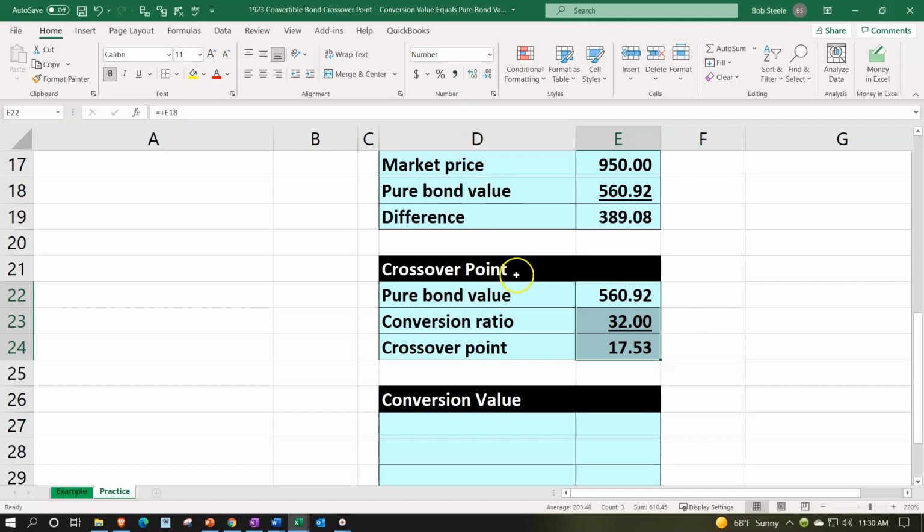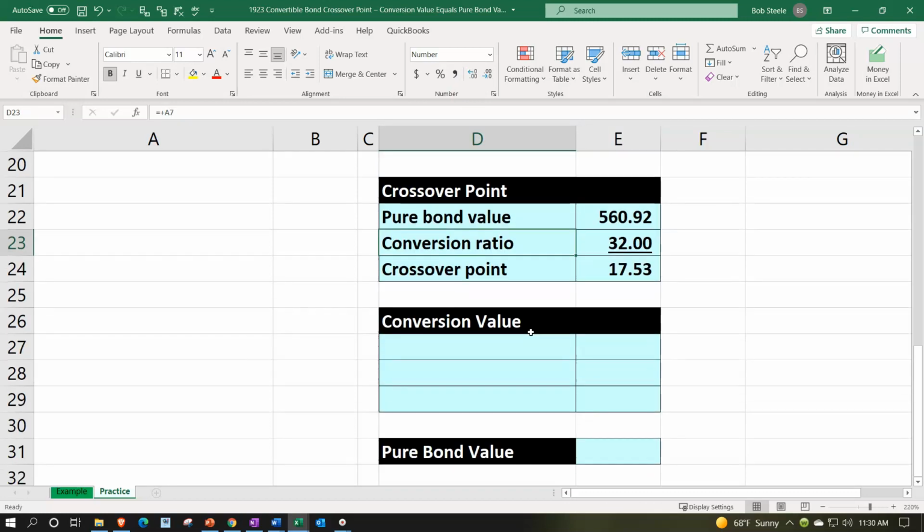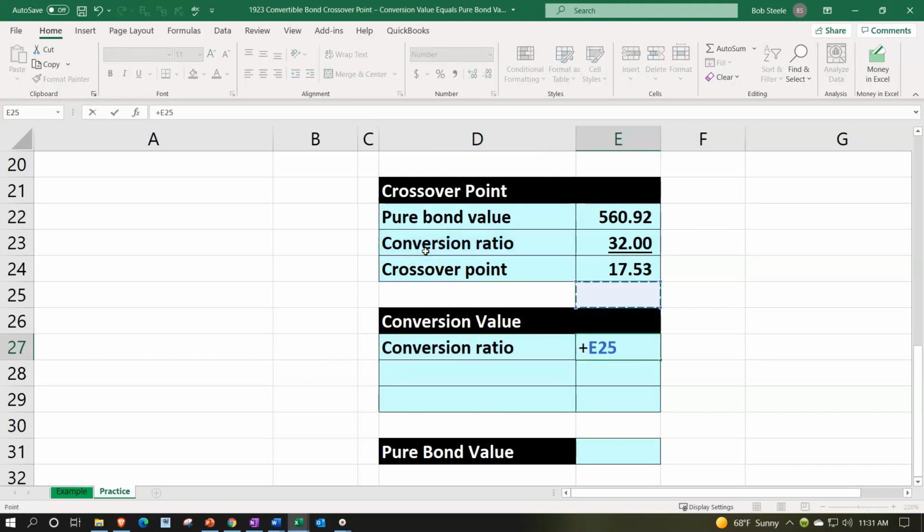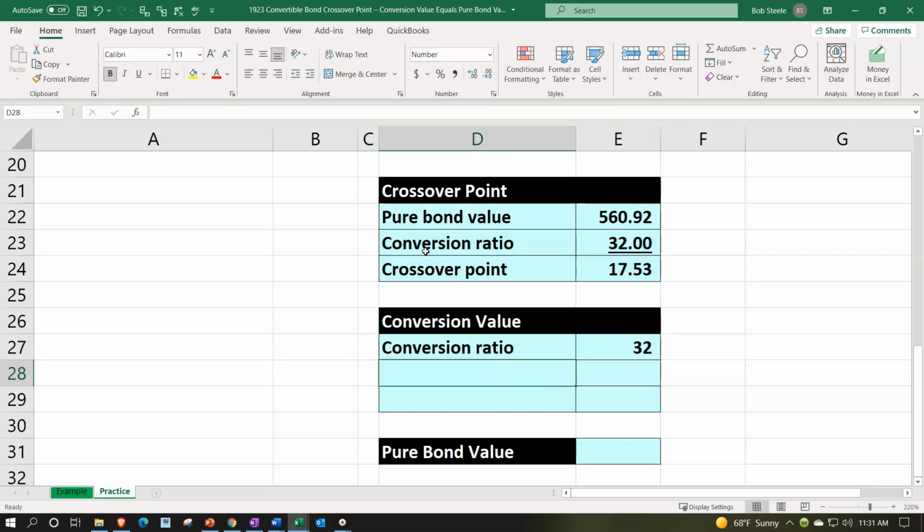We've got the 17.53 for the crossover point. So if we look at the conversion value at this point, with the price at the 17.53, we would say the conversion value is equal to the conversion ratio at the 32, times the stock price, which we just calculated at the crossover point, the 17.53.